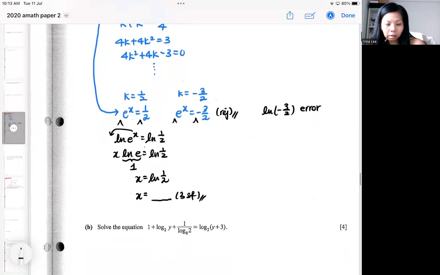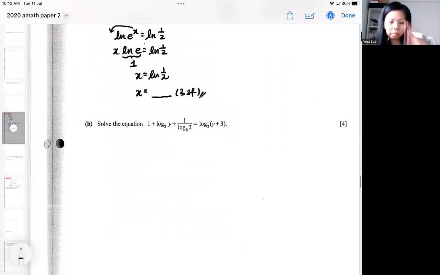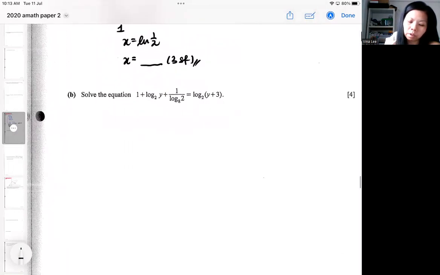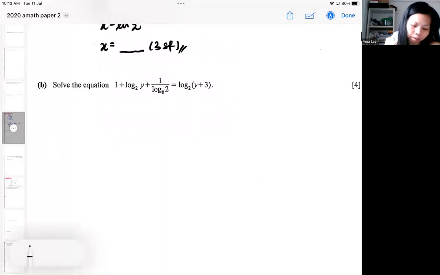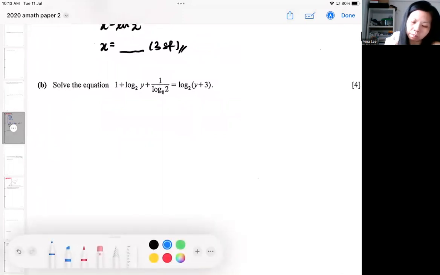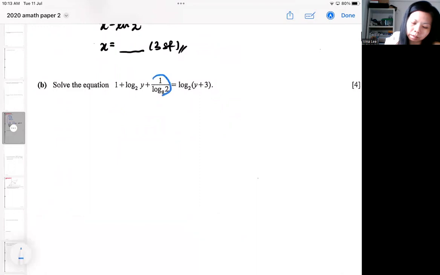Okay, so the next one is the log equation. The first thing that you observe from log should be, are they the same base? If it's not the same base, there should be some change of base. If you observe this equation, the only one that is not base 2 is only this. You can make use of the change of base formula.